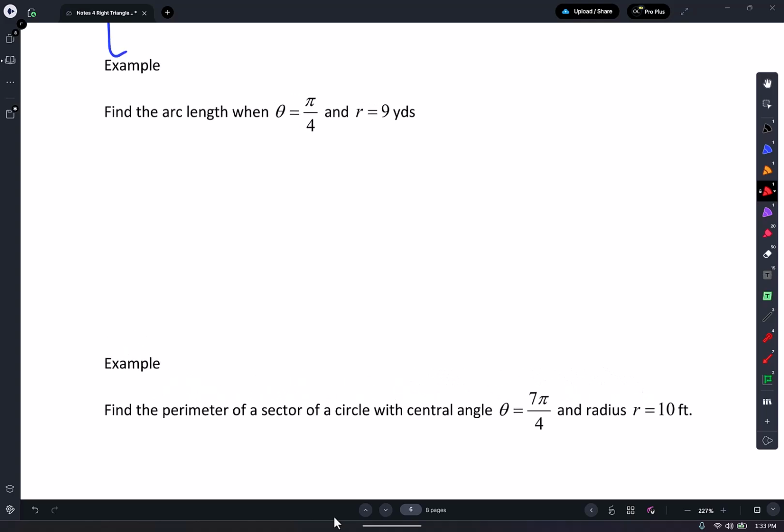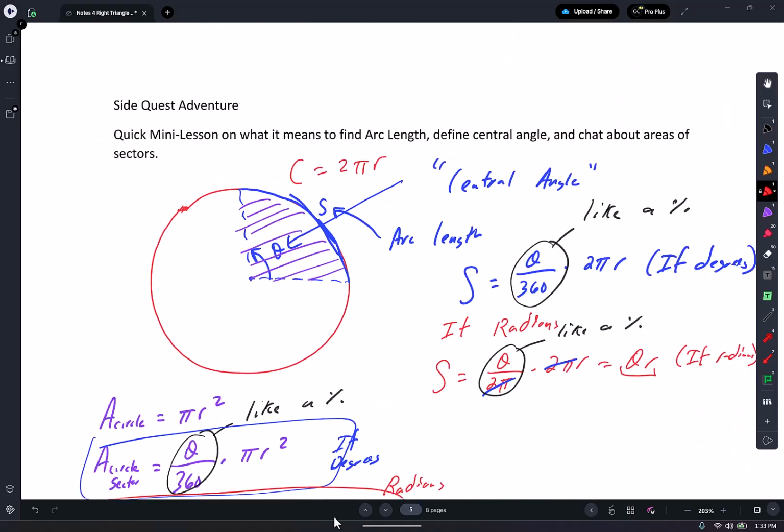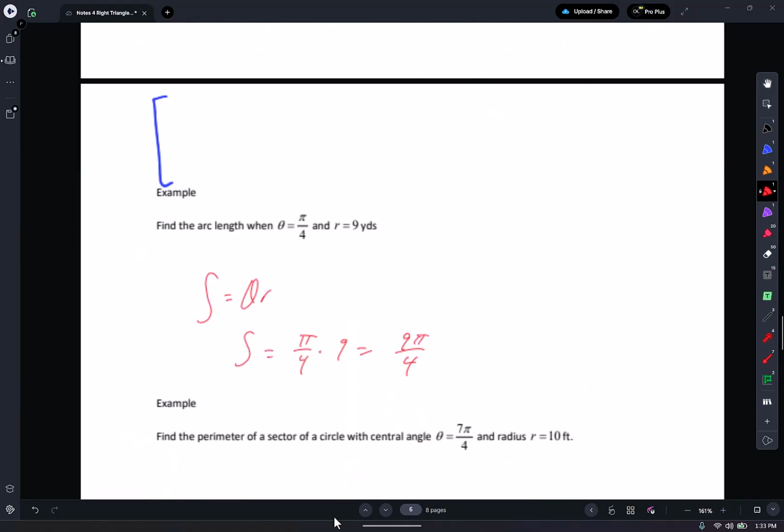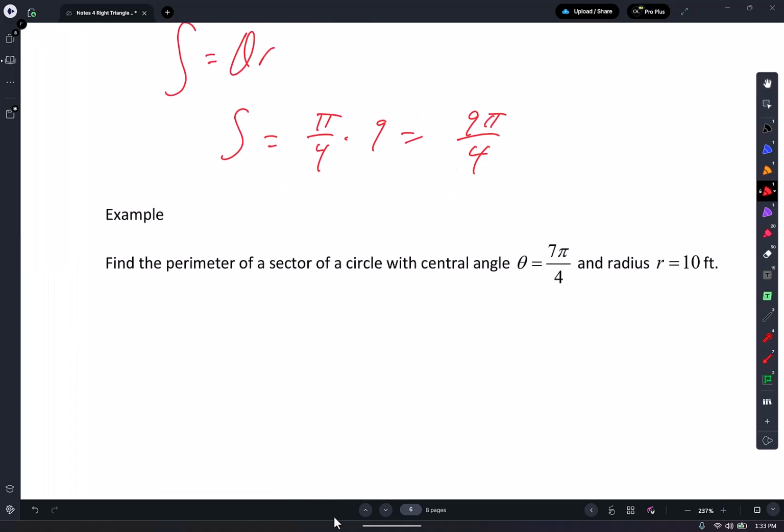It says find the arc length when theta equals pi over 4 and r is 9. Now look how simple this is. S equals theta r. So S equals pi over 4 times 9. So 9 pi over 4. Don't be a robot. We know where this is coming from. Remember that this came from right here, guys. So don't be a robot. I don't want you to just memorize formulas. You could always derive this. Cool or not cool? So hopefully your SAT scores are improving by the second now.